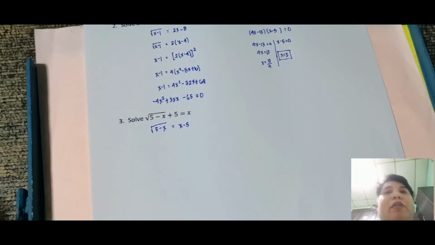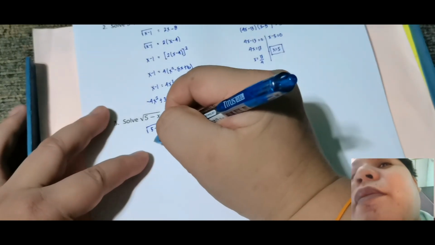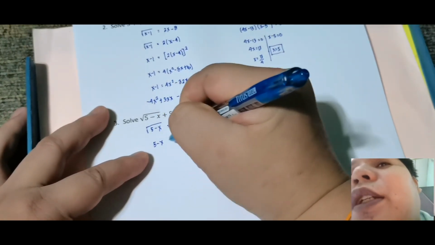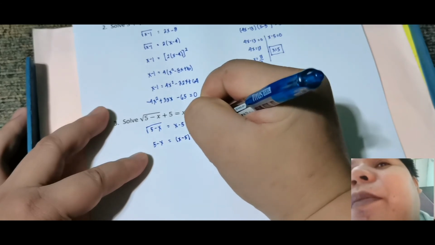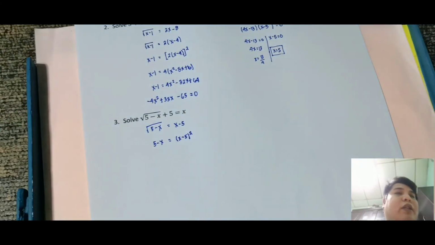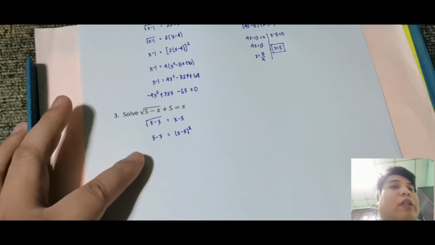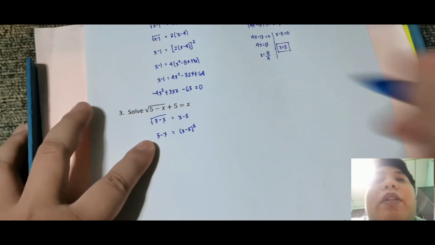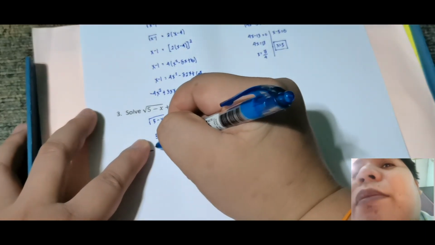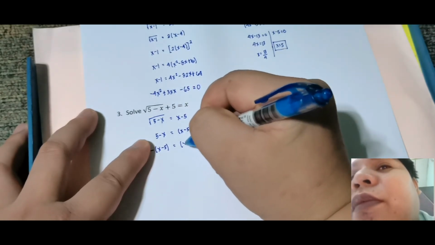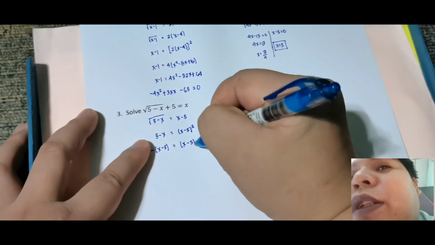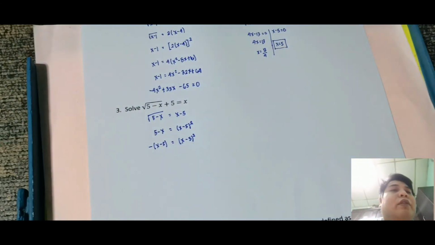Okay, then pag in-square ko both side, so this is 5 minus x equal sa (x minus 5) squared. So may gagawin akong konting kalokohan or something na tingin ko mas magpapadali kaysa hindi na tayo magka-quadratic. Kaya ito other solution lang. So gagawin ko, lalabas ko yung negative dito. Pag nilabas ko yung negative, magiging negative of (x minus 5) is equal to (x minus 5) squared.